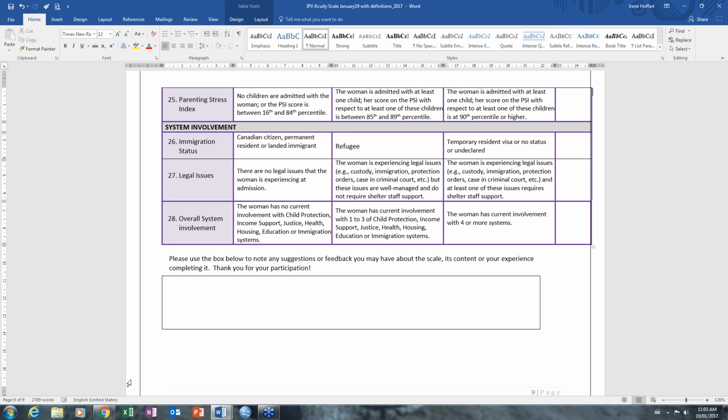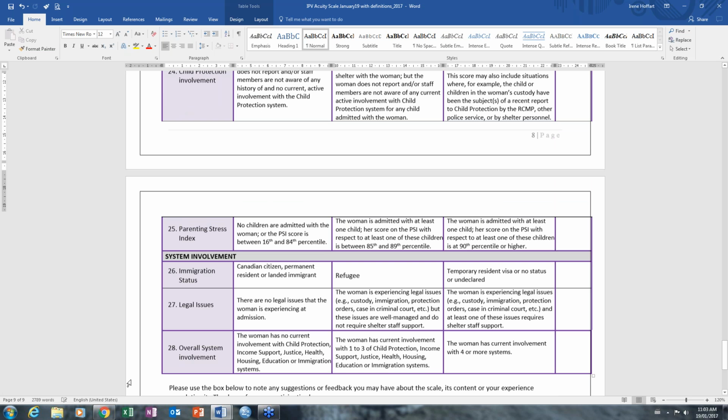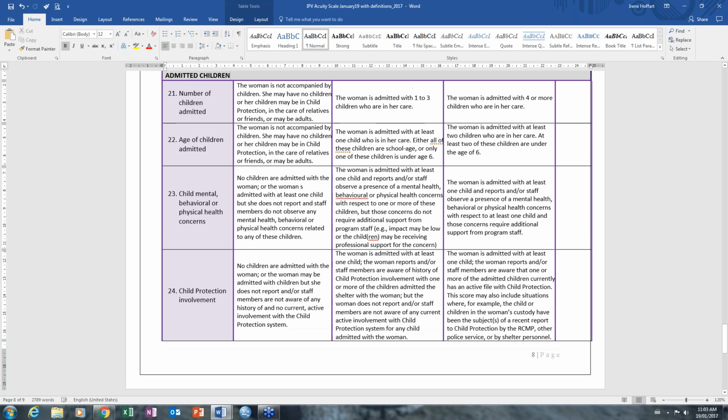There was a question about going back to the children section. Under the admitted children, how would you rate a grandmother who has a history of CW involvement, who has her grandchildren in her care or kinship? Is she in the shelter? Maybe we can get some clarification.